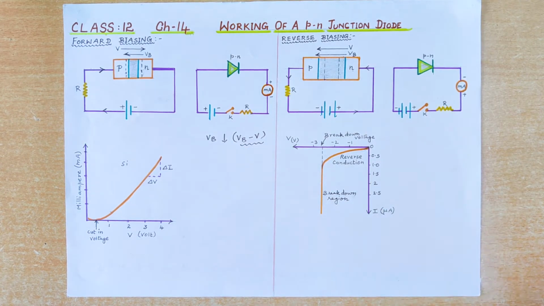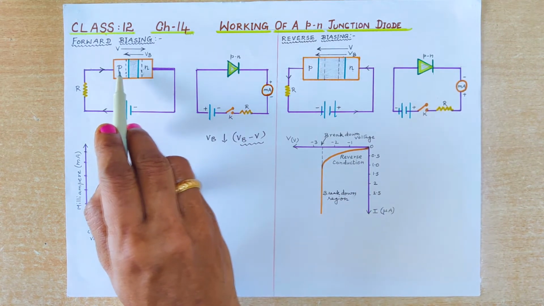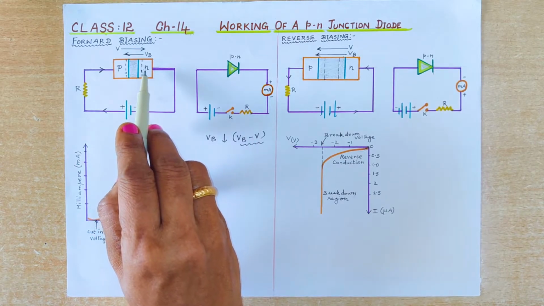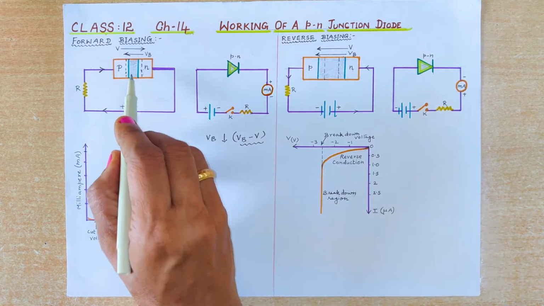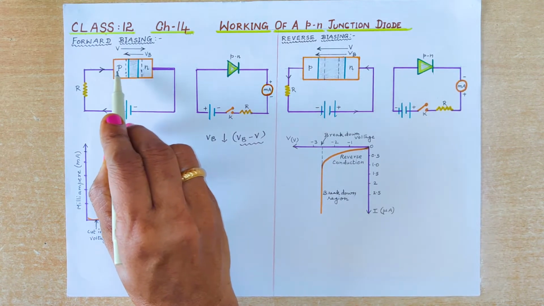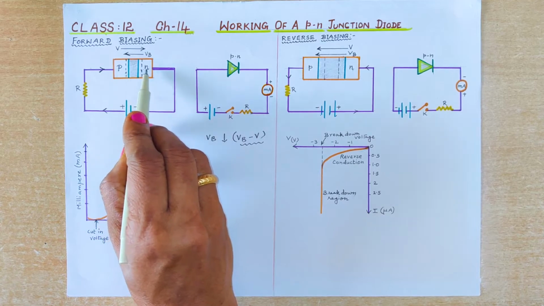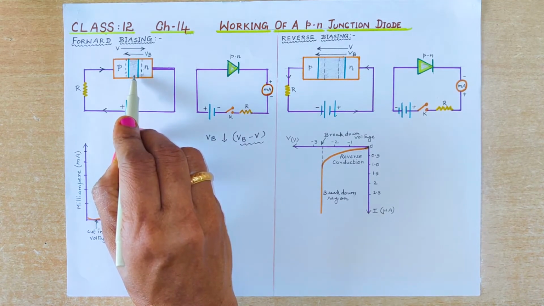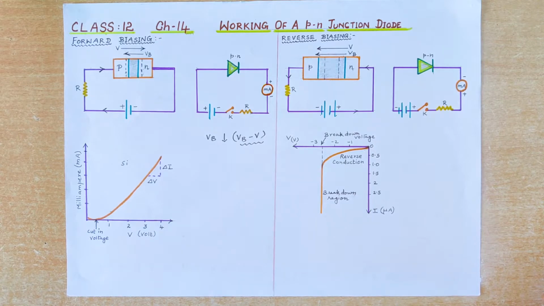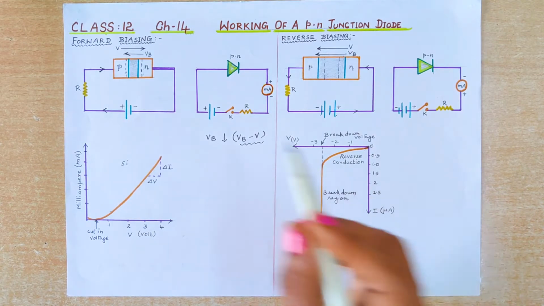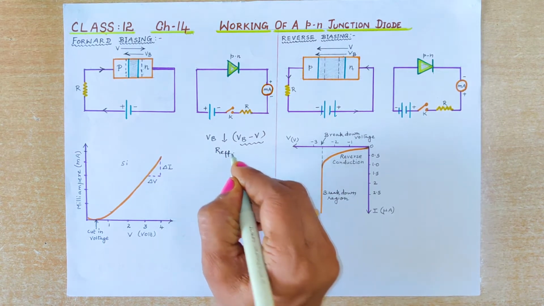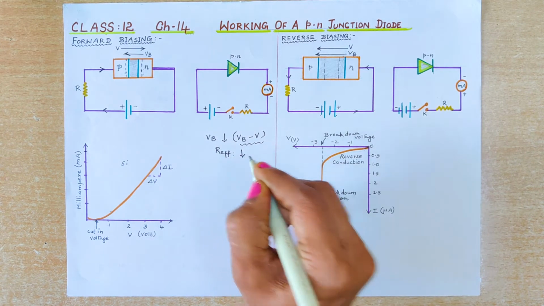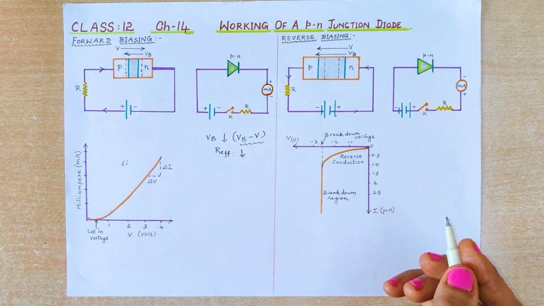Because of that, the majority charge carriers begin to flow across the junction. That is, the holes will move towards the N side and electrons will move towards the P side. Also, the depletion region decreases because of the flow of the majority charge carriers. Conduction is possible and the depletion layer starts decreasing. It becomes very thin. That is, the effective resistance across the junction decreases.